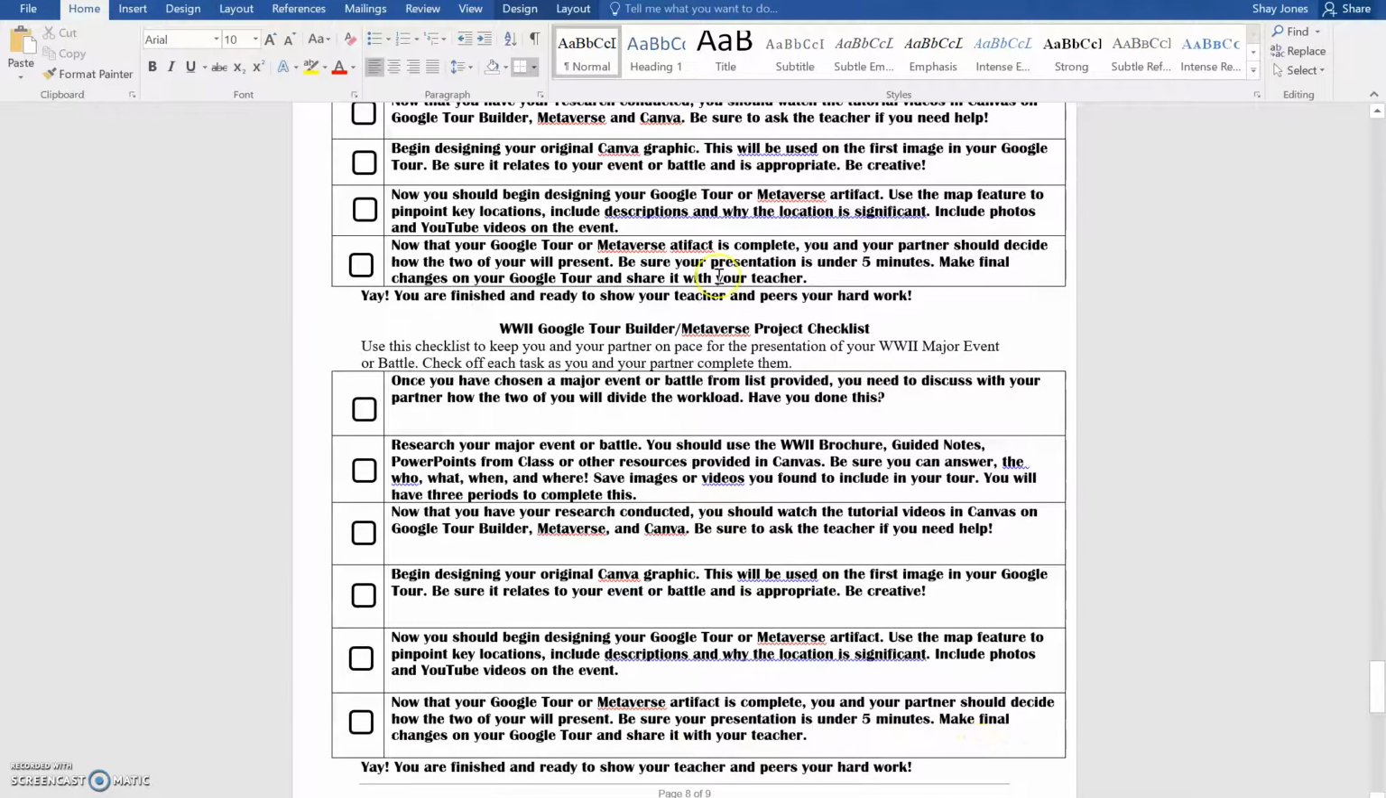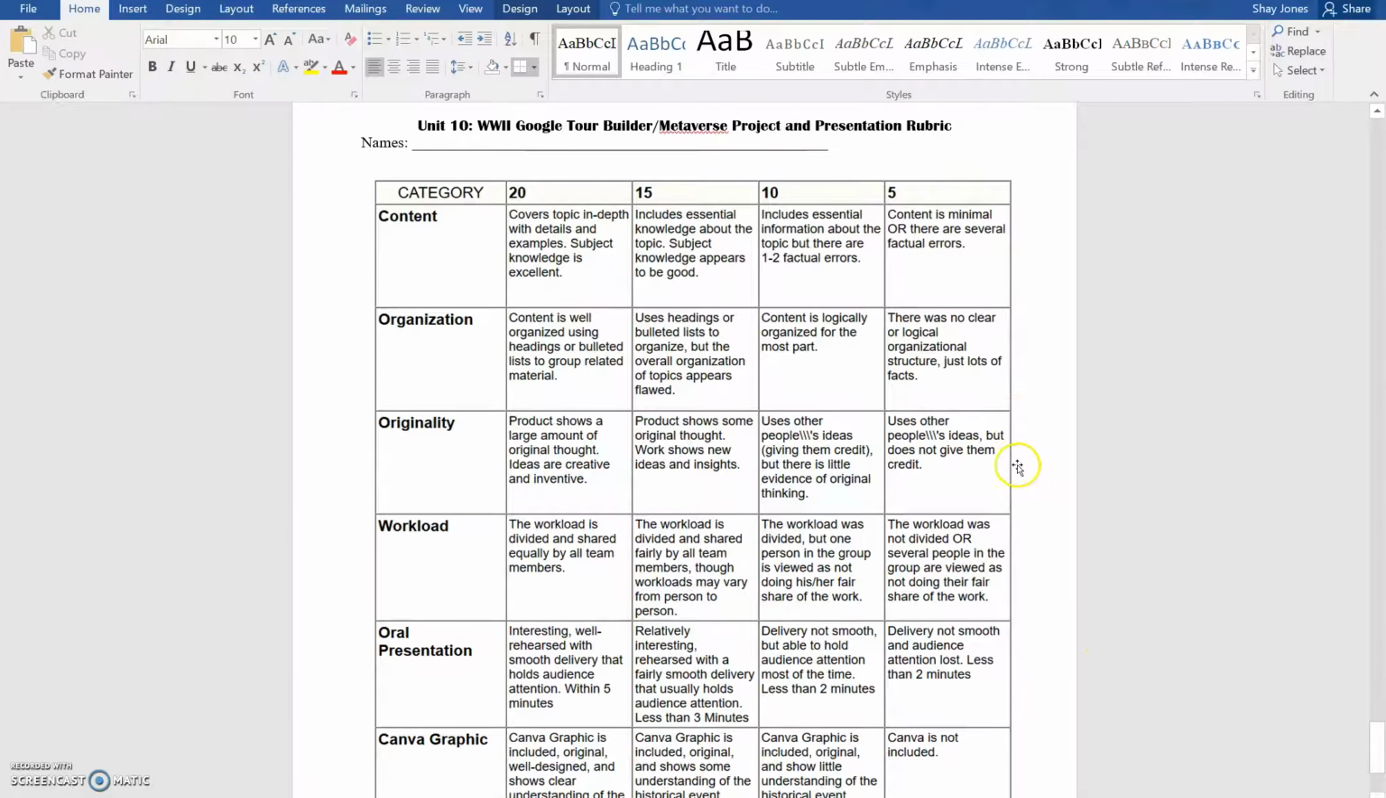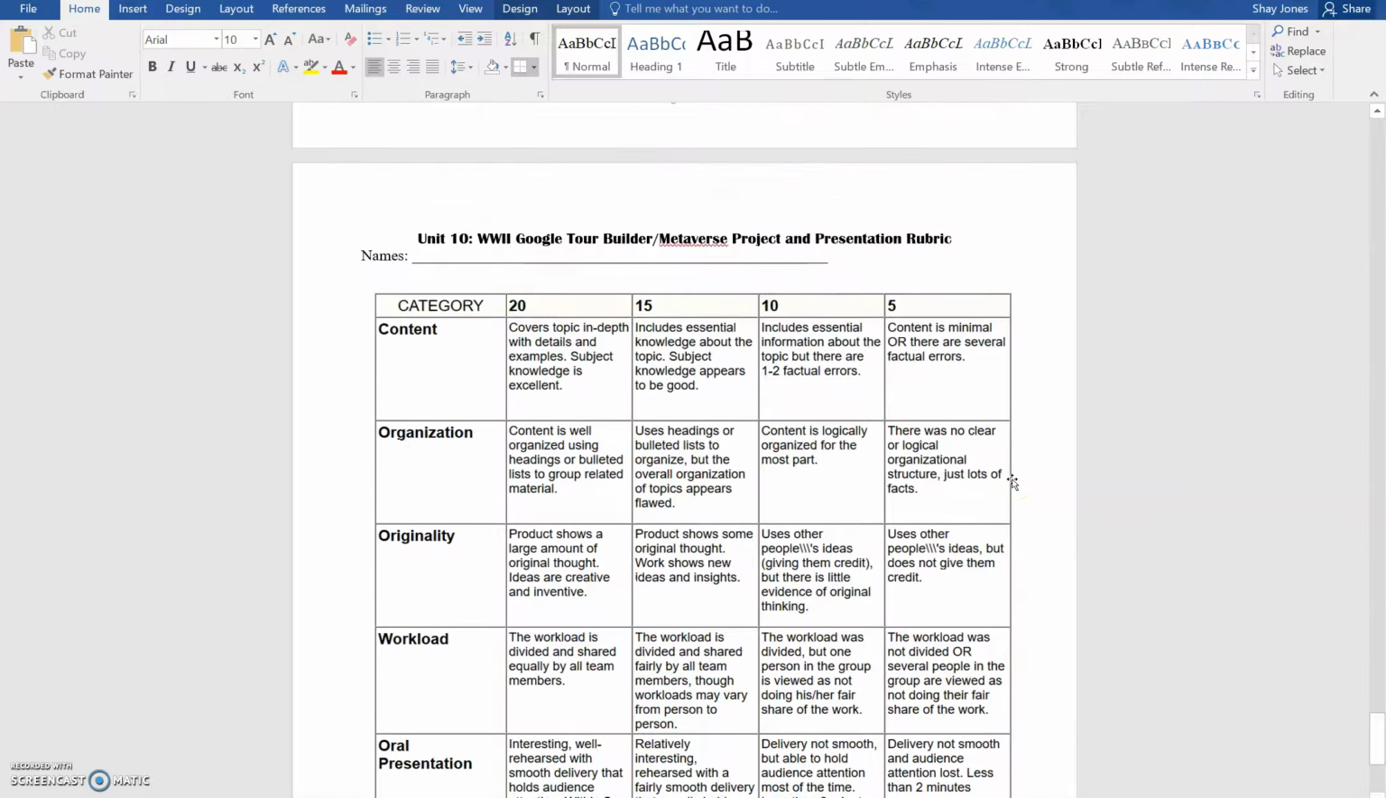I provided students with a checklist to help keep them on track, because it's 3 weeks, and this helps keep them on track for the things that they need to accomplish in that time span. The final day, they will present their tour or their Metaverse project. They'll have a rubric, and they'll be given the rubric when we first introduce the project to help them know what to expect. Once everyone's presented, we're going to compile all their presentations into a class weekly.